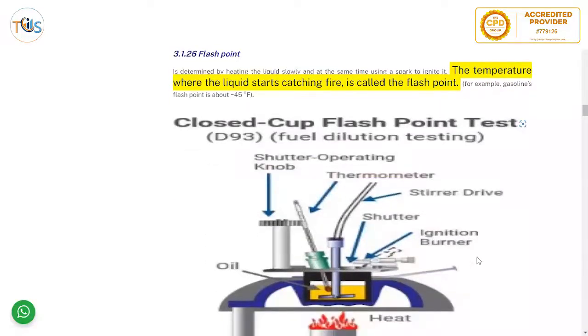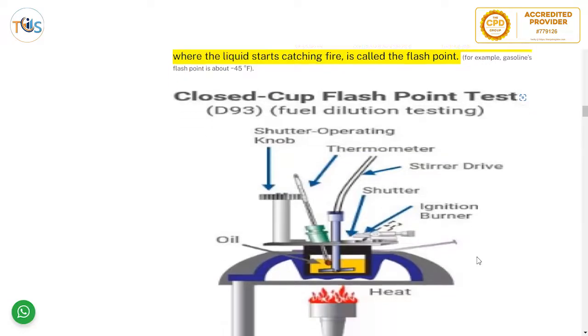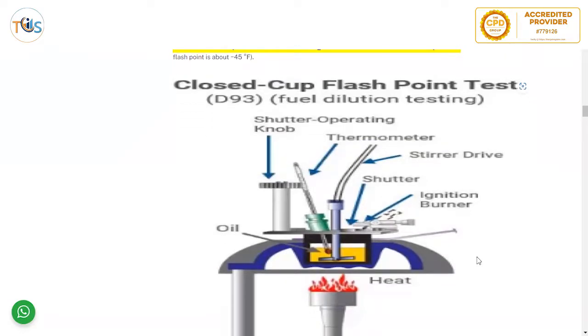Flash point is determined by heating the liquid slowly, at the same time using a spark to ignite it. The temperature where the liquid starts catching fire is called the flash point. For example, gasoline's flash point is about 45 degrees Fahrenheit.